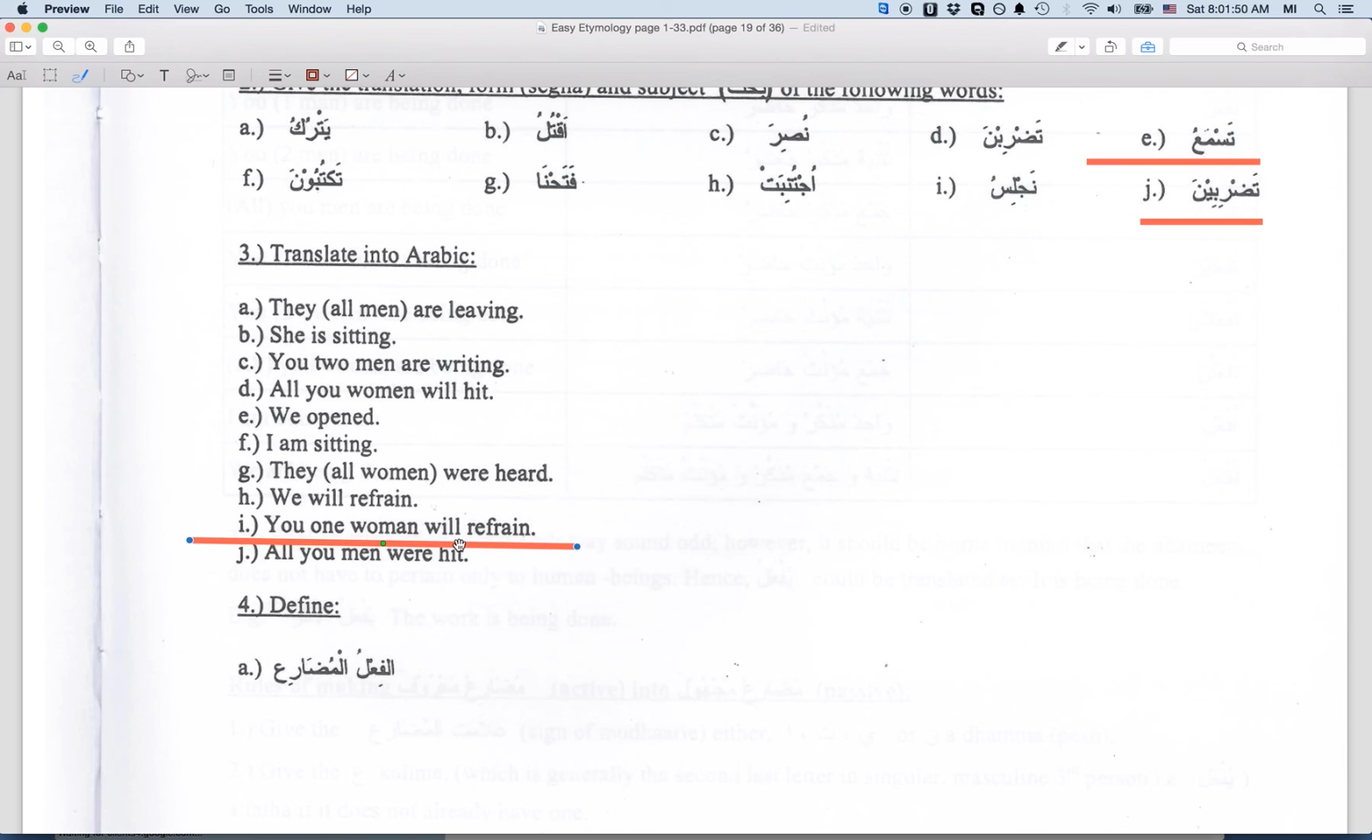You, one woman, will refrain. اجتنب. So اجتنب became يجتنب. Becomes تجتنبين. تجتنبين. You, one woman, will refrain. تجتنبين. So that's kind of difficult. All you men were hit. So this is a past tense. ضرب will be duribu. All you men were hit. Duribu, right? So daraba became duribu. Daraba becomes duriba, and then duriba, duribu. Duribu is all you men were hit. Duribu.